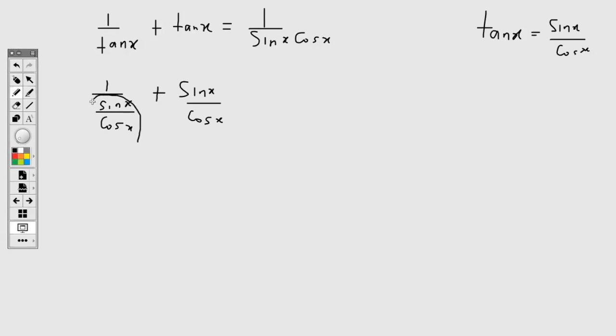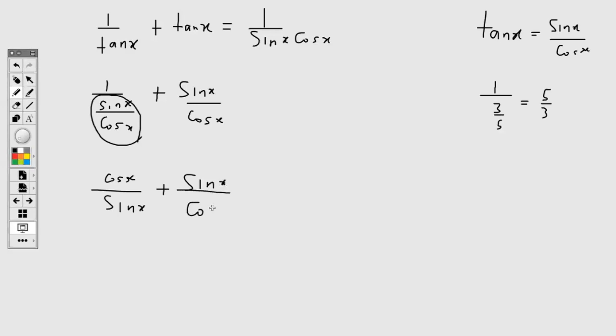So once you have a fraction in the denominator, we reciprocate it or flip it. Just remember, if I have 1 over 3 over 5, it's the same thing as saying 5 over 3. So that's the concept I'm going to use here. So this is the same thing as cos x over sin x. And then I have plus sin x over cos x.